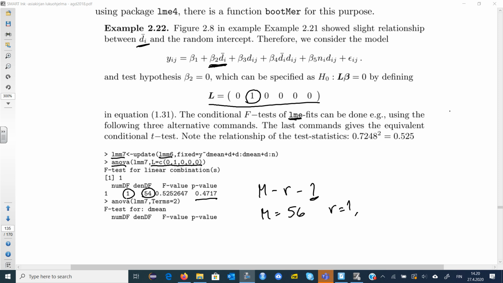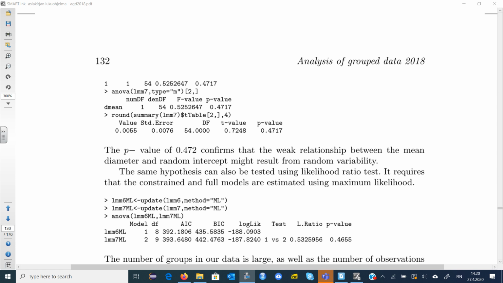The same test can also be conducted using the same anova function, but using argument terms. So it means that we drop the second term from the model. To know what is the second term, we could first run this anova function without this terms argument to see the order of terms in the model, and then see which term we want to drop. And the result from this test is exactly the same as before. So we see that the df and p-value and everything is the same. It is doing the same test.